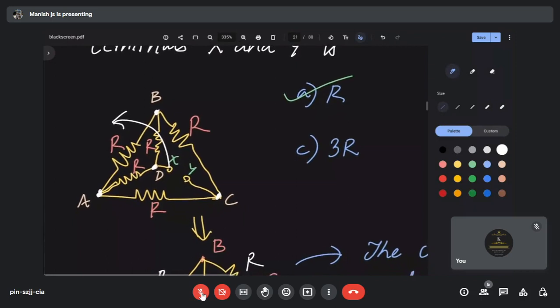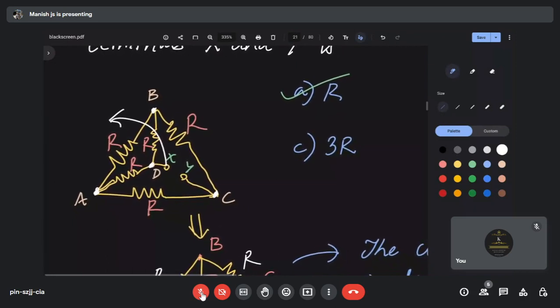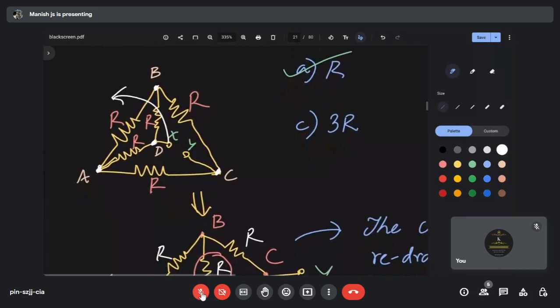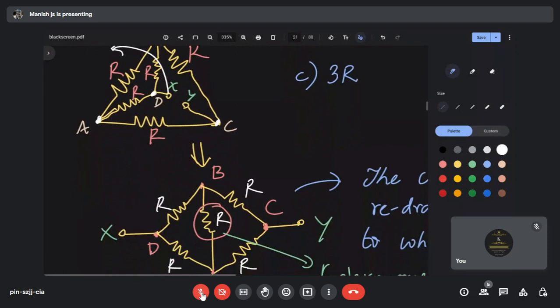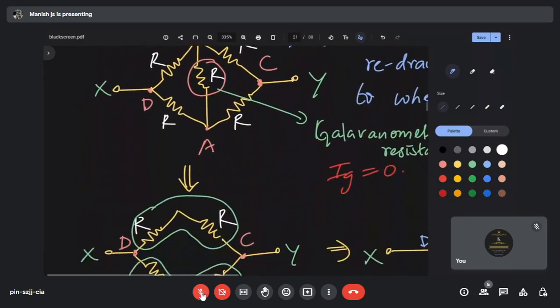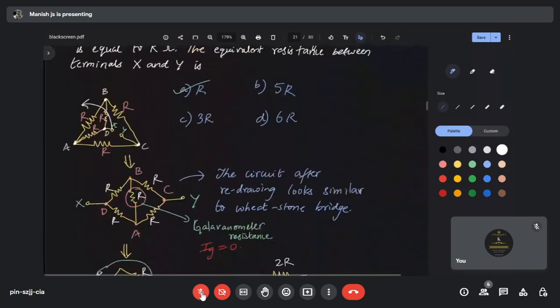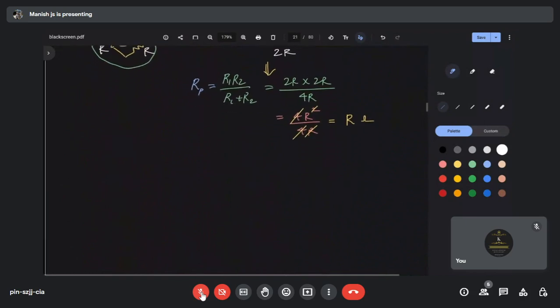So your next step is to find out which is the galvanometer resistance. Once you identify it's a Wheatstone circuit, the next step is to find out which is the galvanometer arm, the galvanometer resistance, and then eliminate it and go for a simplification. So that is how we approach this type of questions. Okay, we'll move on to the next question.